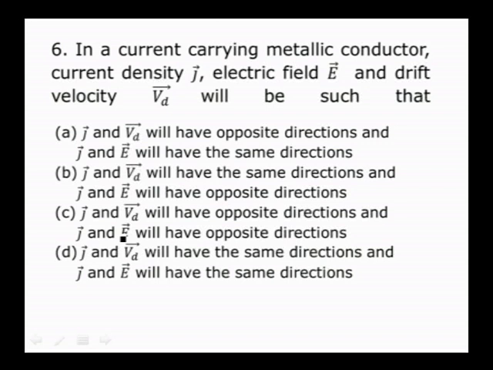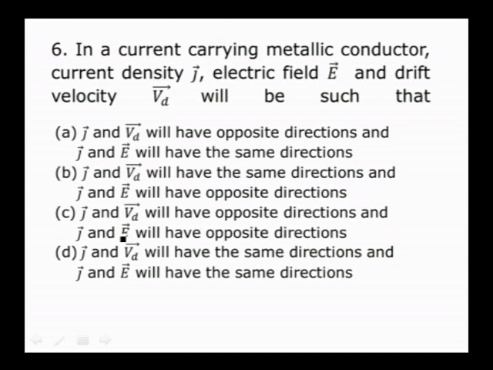In a current carrying metallic conductor, the current density J vector, electric field E vector and drift velocity Vd will be such that, we are given four different options. First option, J and Vd in opposite directions and J and E in the same direction. Second option, J and Vd in the same direction, J and E in opposite directions. Option C, J and Vd in opposite directions and J and E in opposite directions. Option D, J and Vd in the same direction, J and E in the same direction.